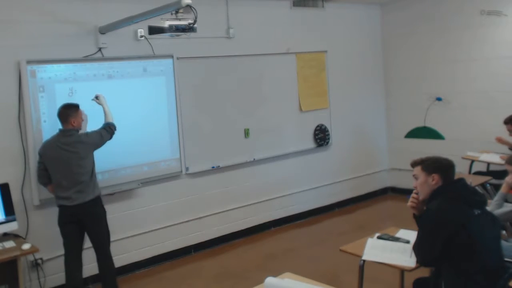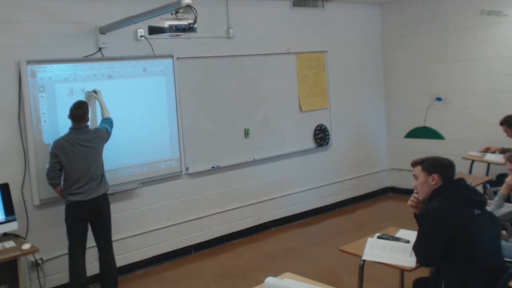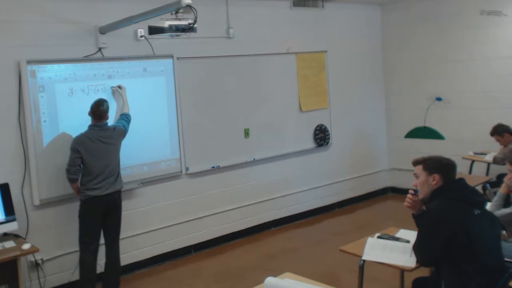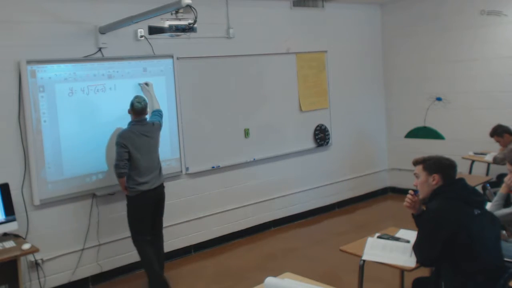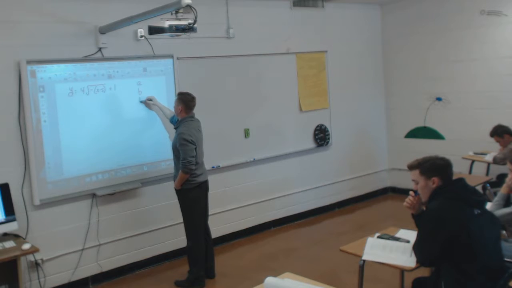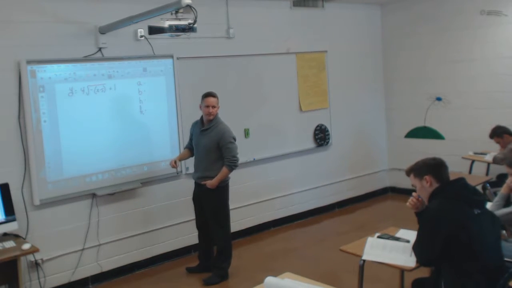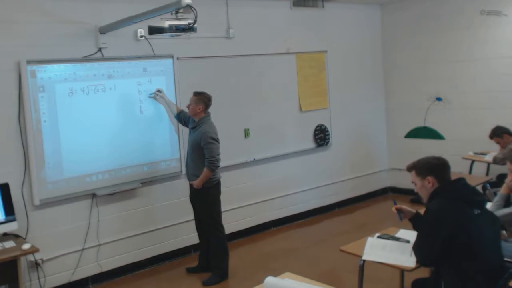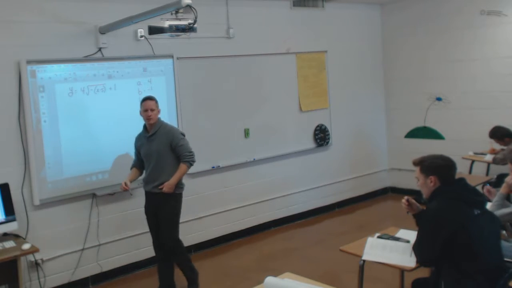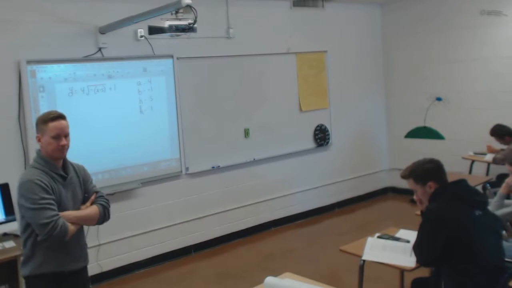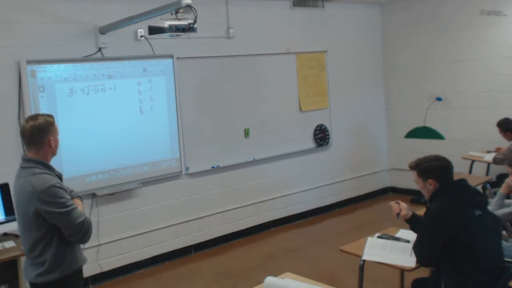Y equals, give me the equation please, Casey. 4 root negative in brackets x minus 5 plus 1. Okay, let's start by doing this again. A is 4. B is negative 1. H is 5. K is 1. All right. So what are the transformations? Move to the right 5 and up 1.